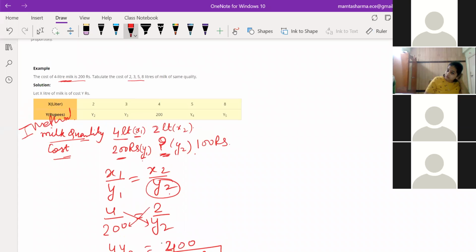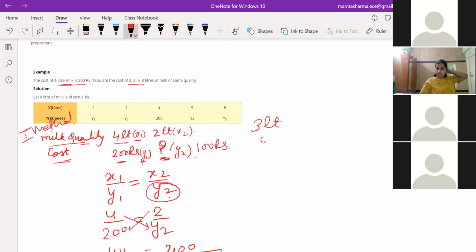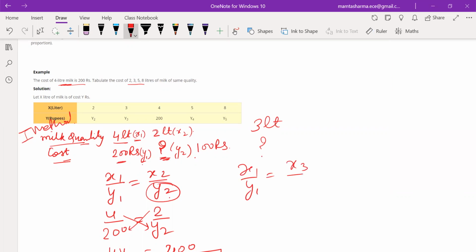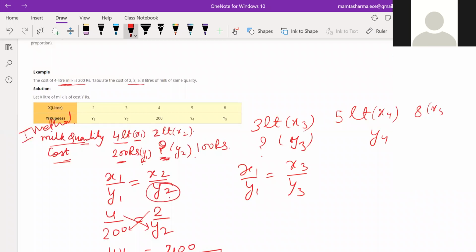Okay. Now they are asking the cost of 3 liter. You can again take the ratio x1 by y1 equal to x3 by y3. You can assume this is x3 and this would be y3. If they are asking for 5 liter, you can assume this will be x4 and its cost will be y4. If they are asking for 8 liter, assume this is x5 and its cost will be y5. Okay, equate the ratio. Only equate the ratio.